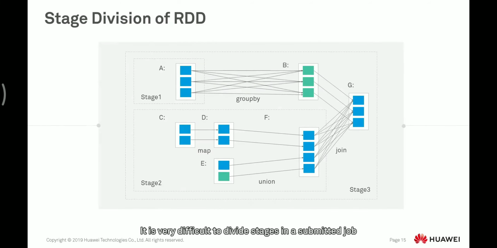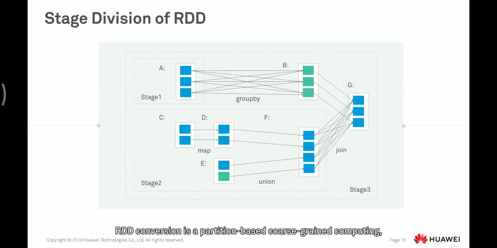It's very difficult to divide stages in a submitted job due to complex RDD dependencies. In this case, Spark uses narrow dependencies and wide dependencies that were mentioned before. Spark Scheduler reversely traverses the whole dependency chain from the end of the DAG. When a wide dependency is encountered, the dependency chain is broken. When a narrow dependency is encountered, the RDD partition is added to the current stage. The number of tasks in a stage is determined by the number of RDD partitions at the end of the stage.